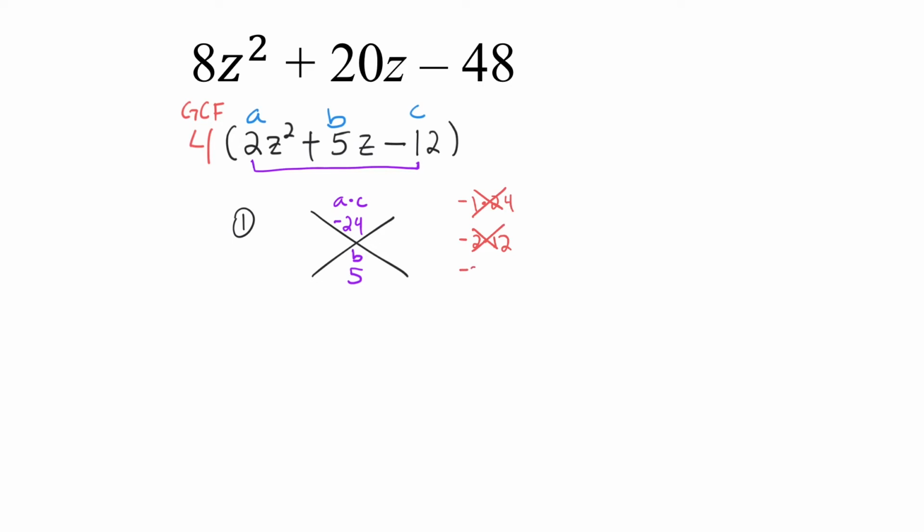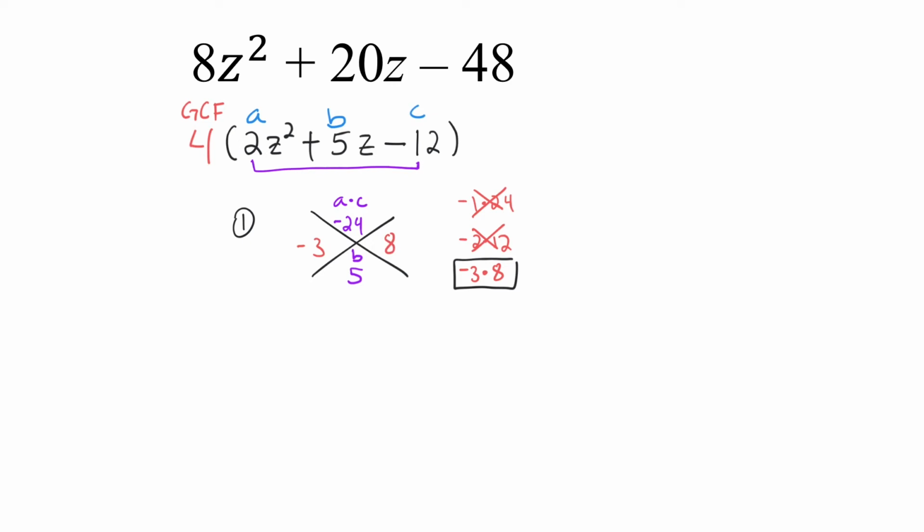I know that negative 3 times 8 is negative 24. And notice, negative 3 plus 8 will give me a positive 5. So the factors that we need to use are the negative 3 and the positive 8. So I'm going to put a negative 3 here and a positive 8 over here.